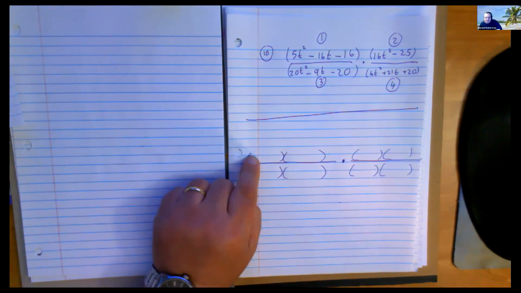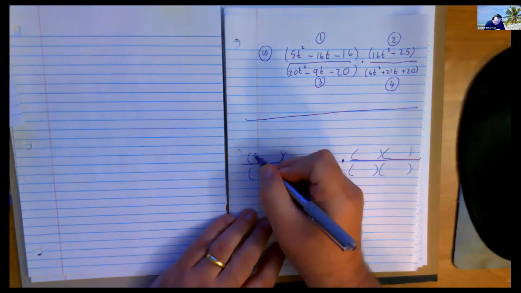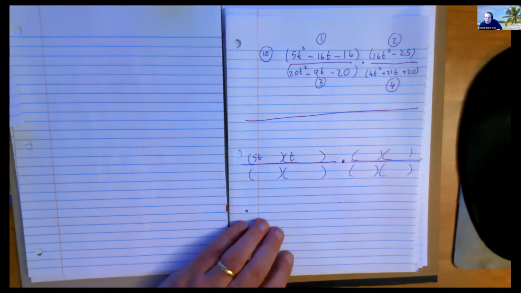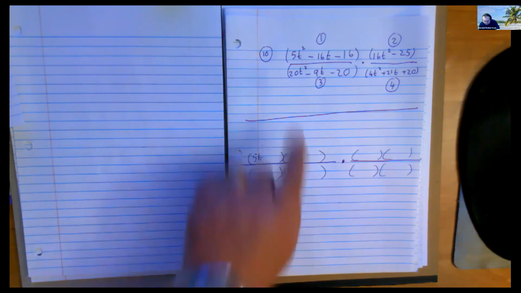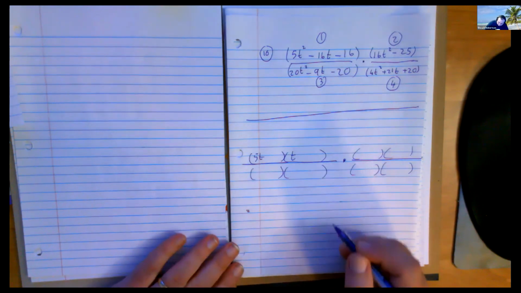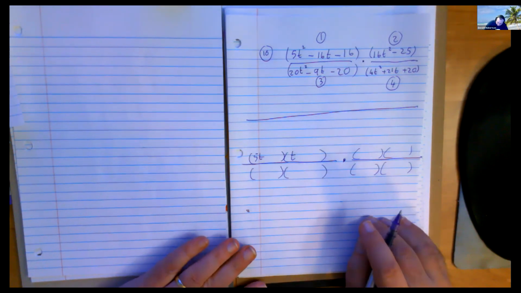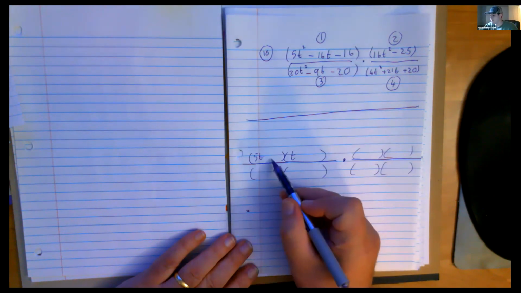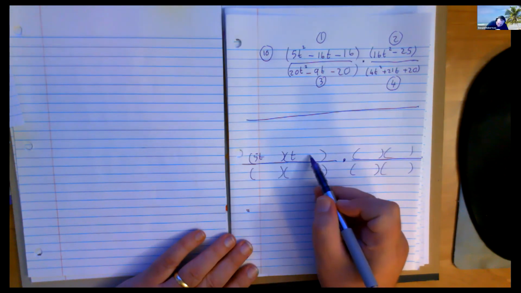Anybody want to volunteer the first one? At least I know it's 5 TNT. Agreed? There's not much you can do about that. Which one works for the first question? Anybody from team 1? 5t plus 4, t minus 4. You're going to put a 4 here and a 4 here? Is that what you're saying?